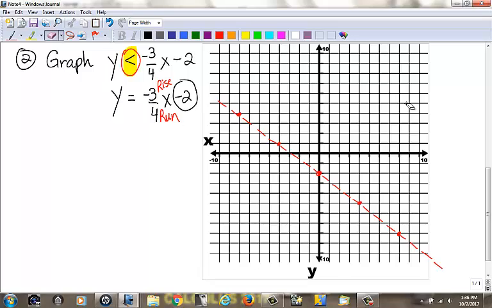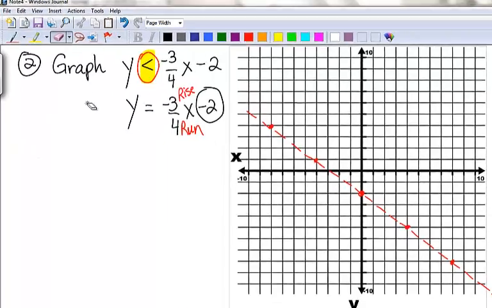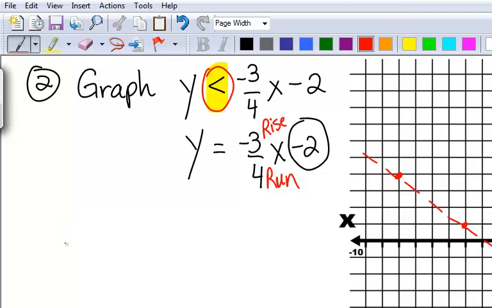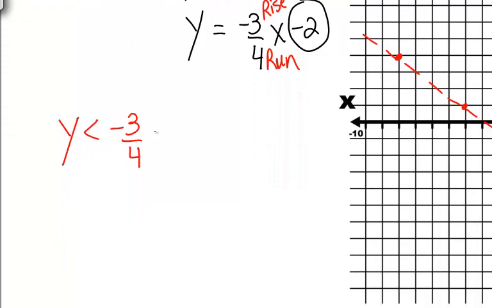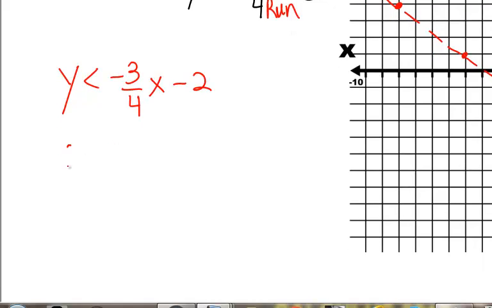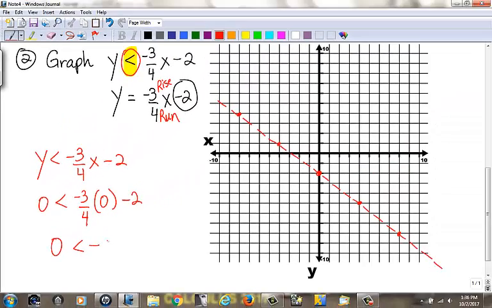Okay, so I'm going to test 1 point. And the easiest one to test is 0, 0. So I'm going to go back to the original and put 0 in for x and 0 in for y. Okay, and I would get 0 is less than negative 2. That's not true. So shade the other side. Okay, so 0, 0 is not true, so I'm going to shade this side.